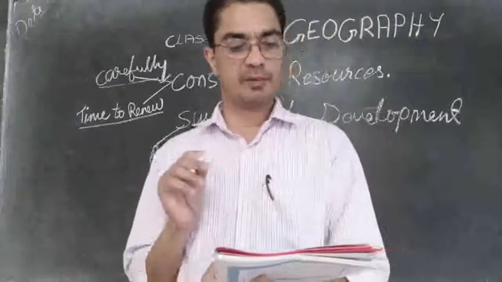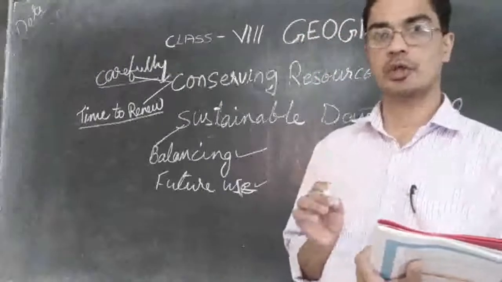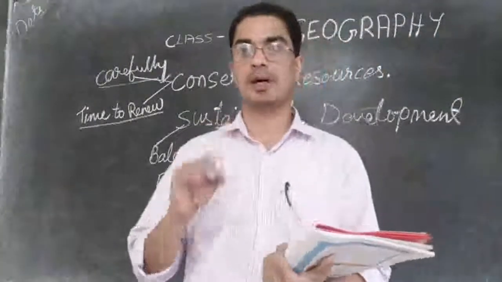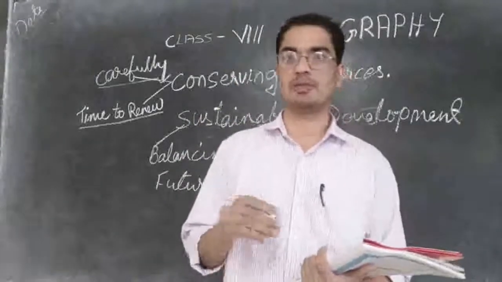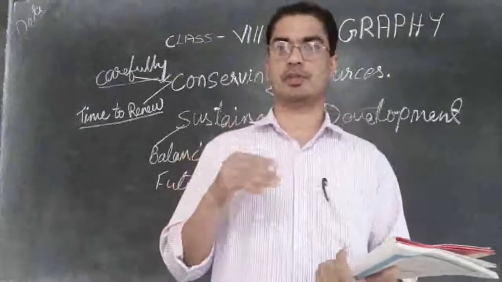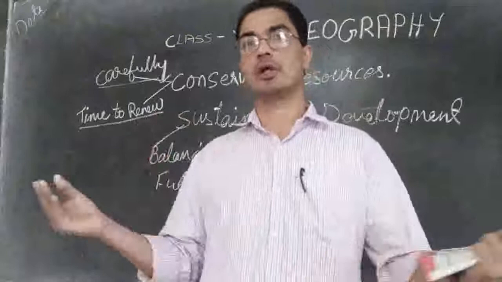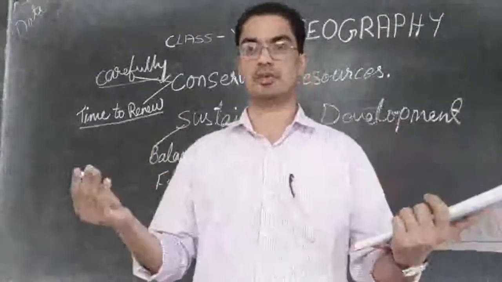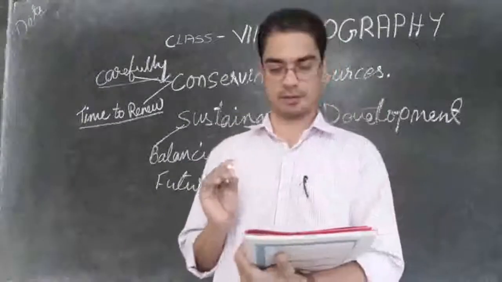Then minimize the depletion of natural resources. When we use natural resources, we must minimize it. We must make it very less. Depletion means overuse. The reduction should be minimum. We should not simply overuse it. When we find a lot of resources, we think, come on, let us simply use it. So if it is not required, don't use it. Use only what is required.